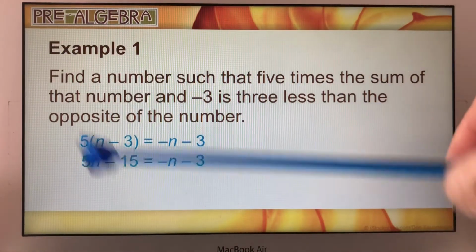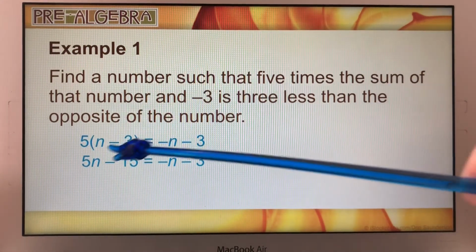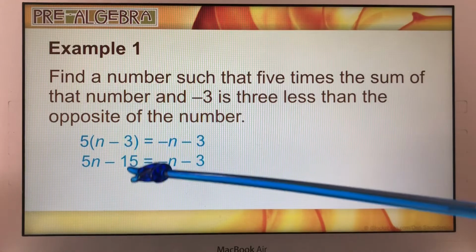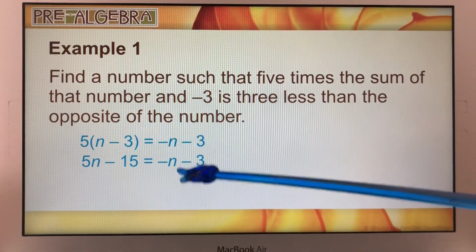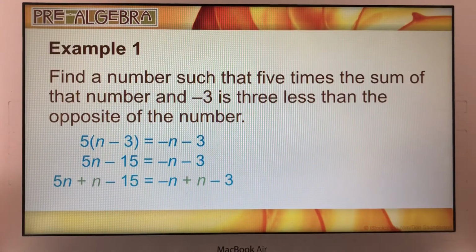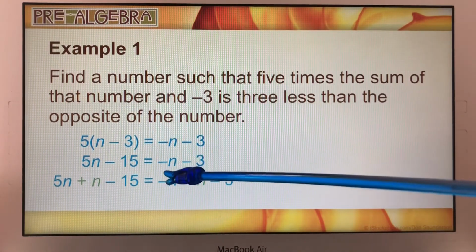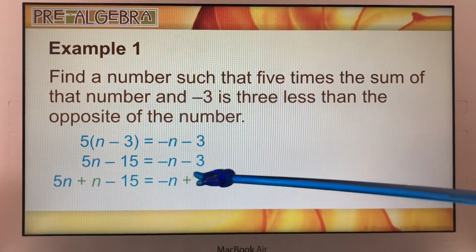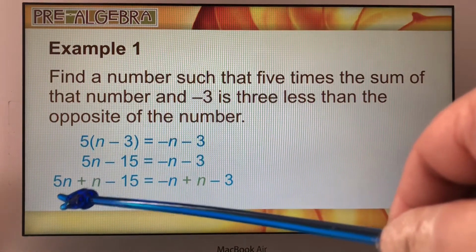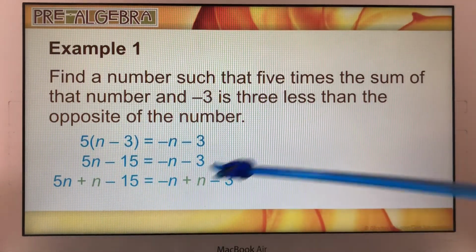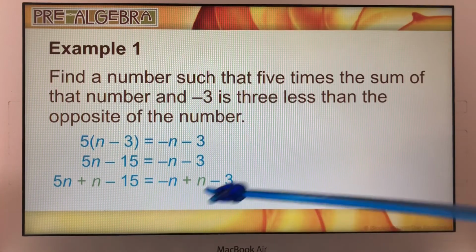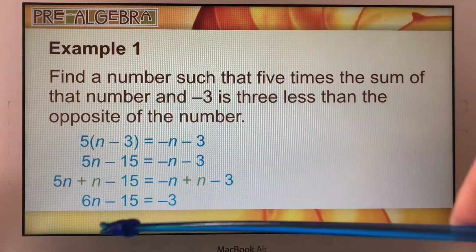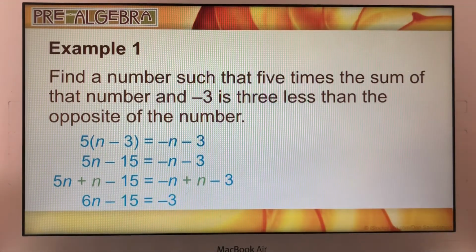So if I distribute the 5 through this equation here, 5n minus 15, okay, because 5 times -3. And then over here is just still -n minus 3. I can simplify that even further. Here I'm going to add an n. That will cancel this out, become a 0. And on this side I have 5n plus n minus 15 equals -3. I'm going to simplify that: 6n minus 15 equals -3.